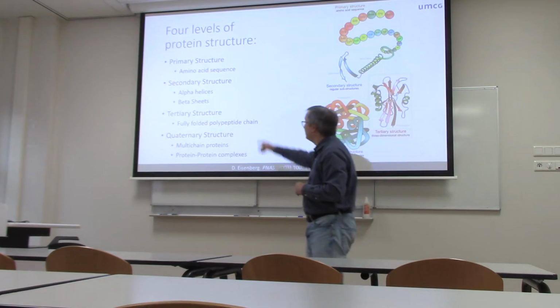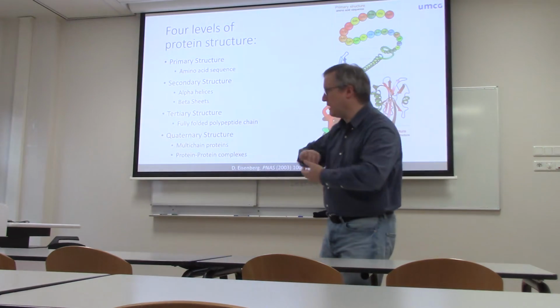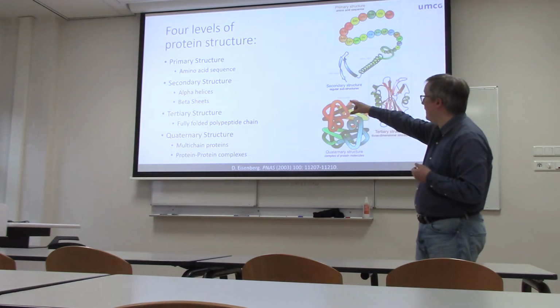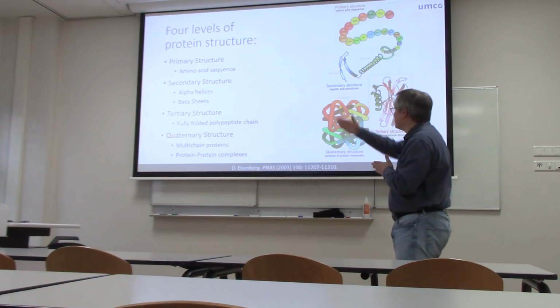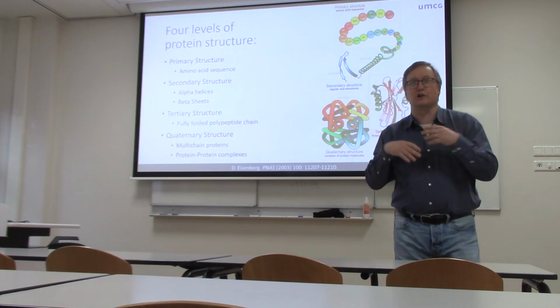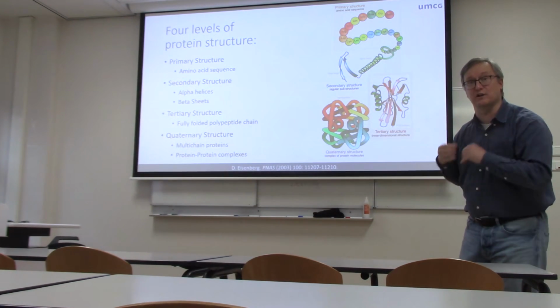Secondary structure represents these local interactions by hydrogen bonds that allow alpha helices and beta sheets to form. So the secondary structure is largely one of these local affairs that refer to whether this part forms a strand or forms a helix.